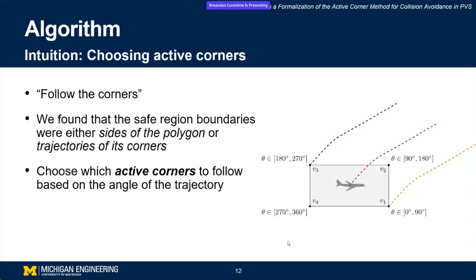Now, which corners do you follow? This is where active corners come in. We pick the corners to follow based on the angle of the trajectory. And we pick corners that represent the outermost extent of this polygon as it moves along this path.